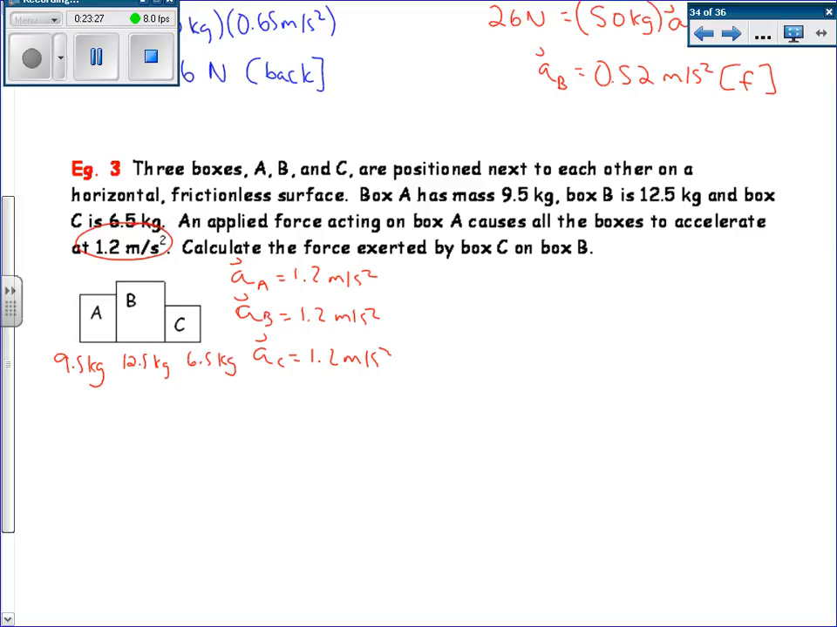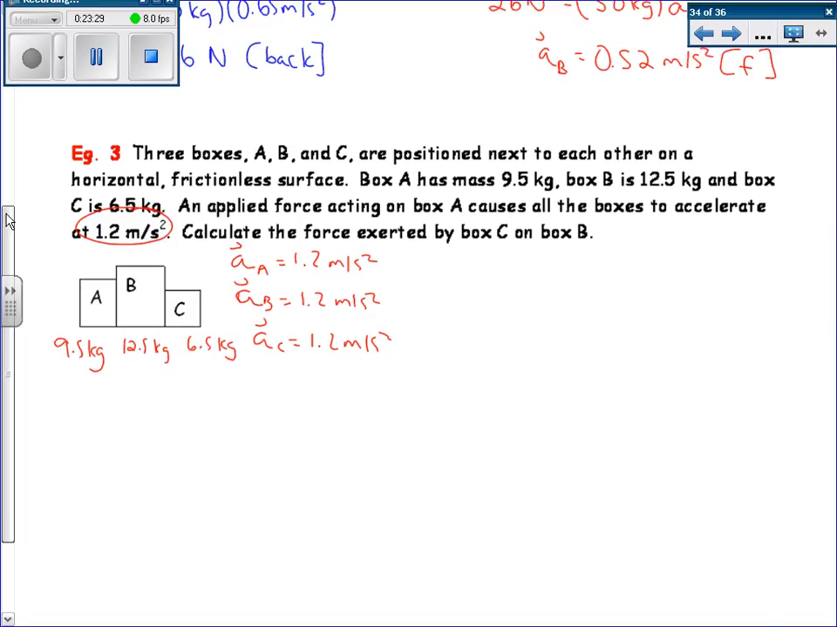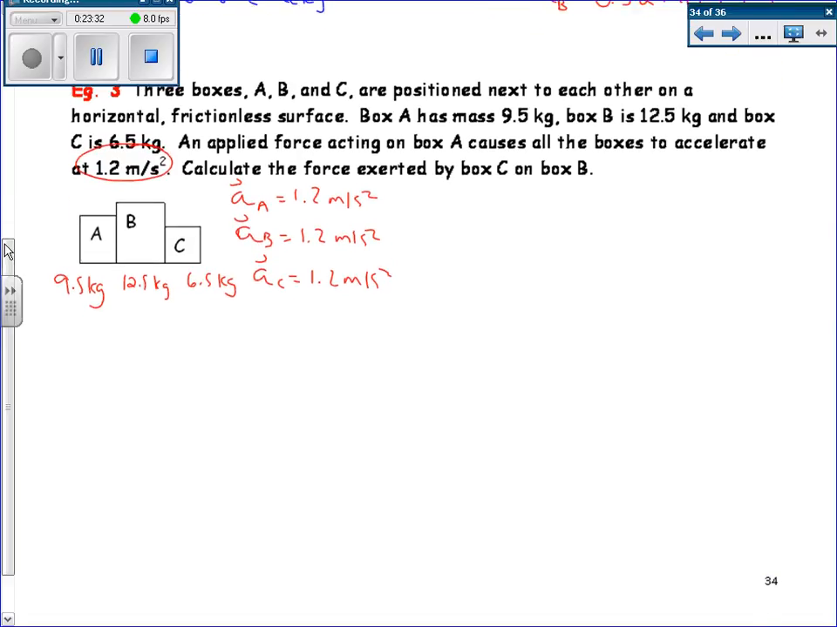What we want to do is look at each of these separately. We've got three different boxes, so they all have the same acceleration, but we have to split them up into the three boxes and look individually at the forces that are acting on each box.